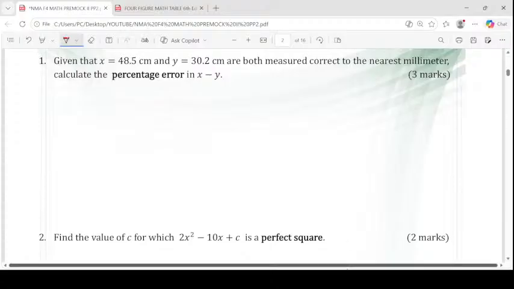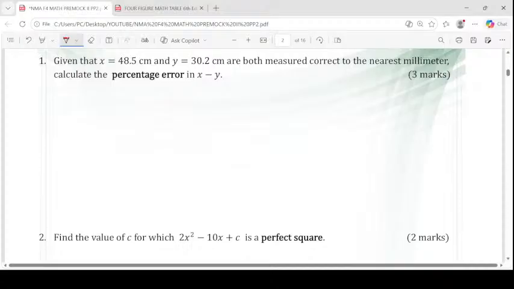It says, given that x is equal to 48.5 centimeters and y is equal to 30.2 centimeters, are both measured correct to the nearest millimeter, calculate the percentage error in x minus y. So when you look at it, they're being measured correct to the nearest millimeter, which is 0.1. You know, a millimeter is like 0.1 centimeters.